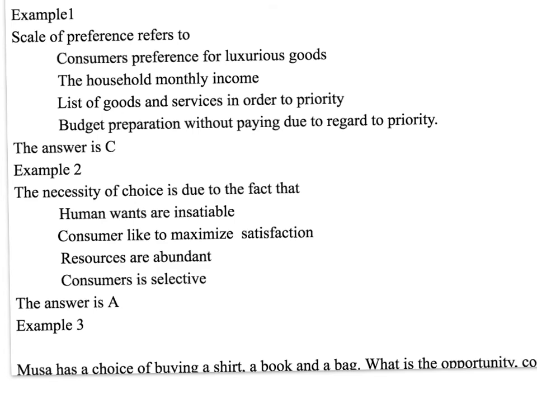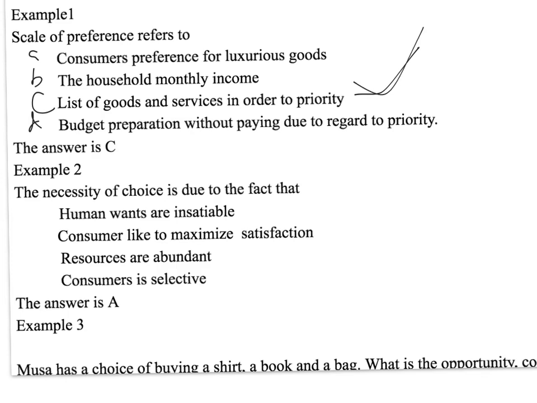From the knowledge we just gathered, let's look at these few examples. A scale of preference refers to A, consumers' preference for luxurious goods. B, the household monthly income. C, list of goods and services in order of priority. D, budget preparation without paying regard to priority. From what we discussed under the scale of preference, we can see that C is the correct option.